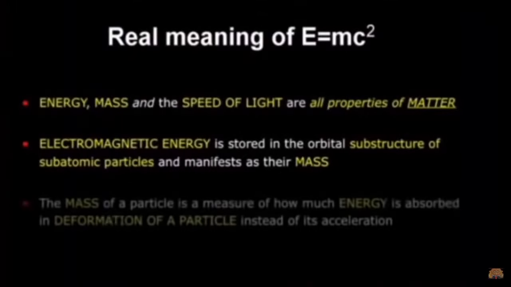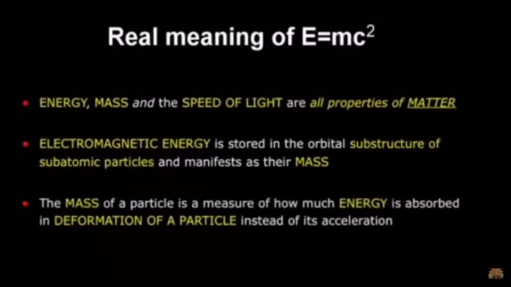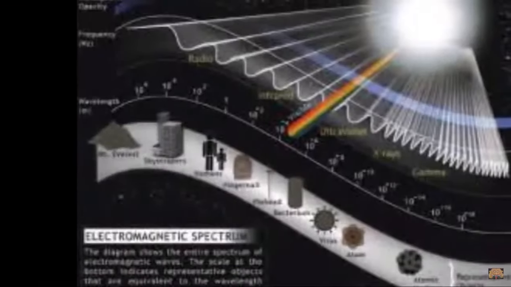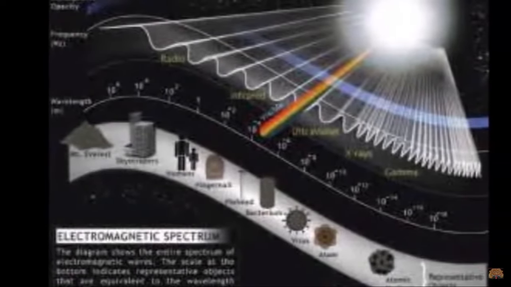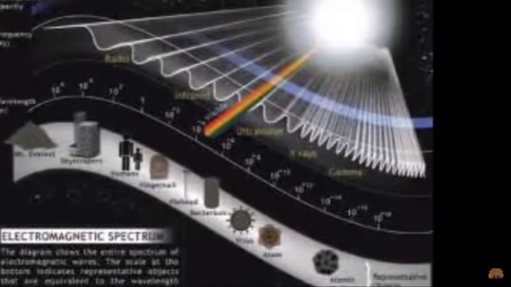Therefore, the mass of a particle is a measure of how much energy is absorbed in deformation of a particle instead of its acceleration. This is an alternative way of looking at the particle accelerating experiments. So the standard model does not challenge the basic assumption.